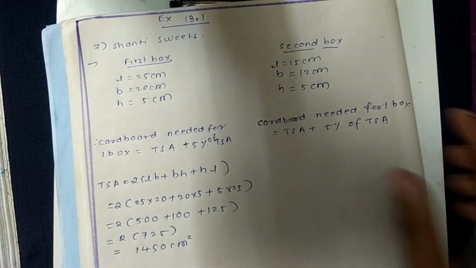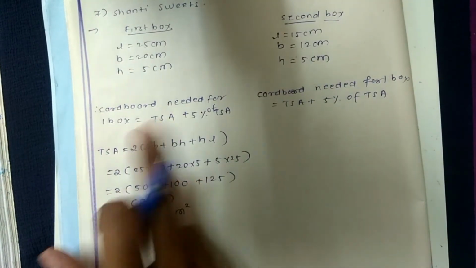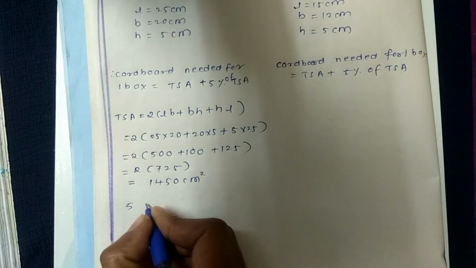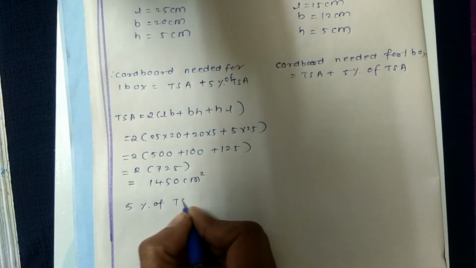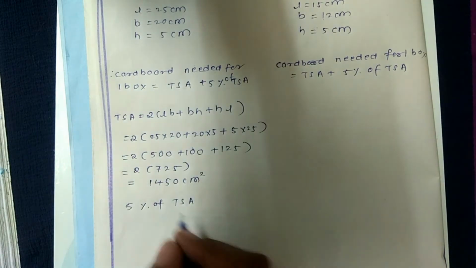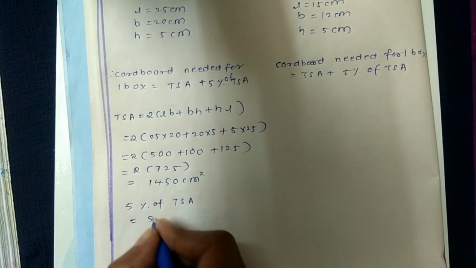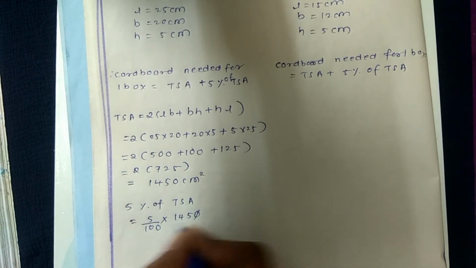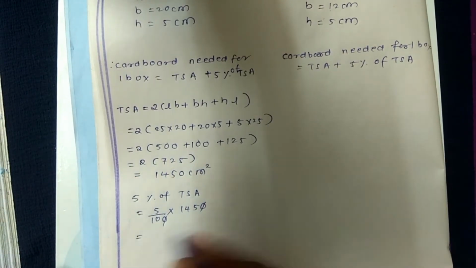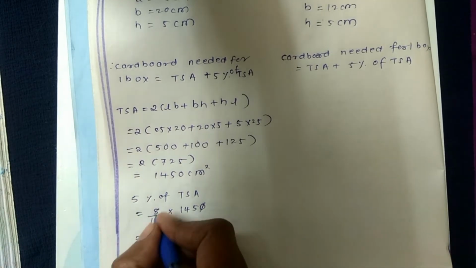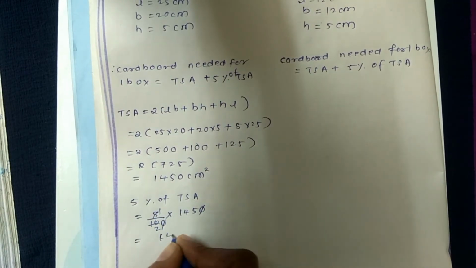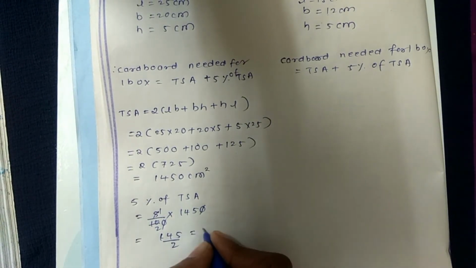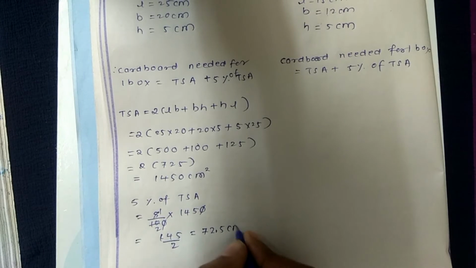Next, here we'll find out the cardboard needed for one box. That is 5% of TSA we have to add. So we'll find out that 5% of TSA of this bigger box or the first box. 5 upon 100 into TSA, which is 1450. This will get cancelled. Then here 5 ones are 5, 5 twos are 10, so 145 divided by 2. You will get 72.5 centimeter square.